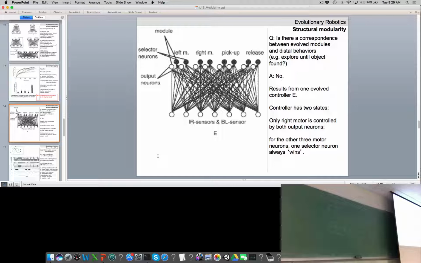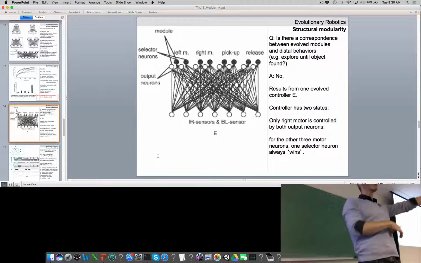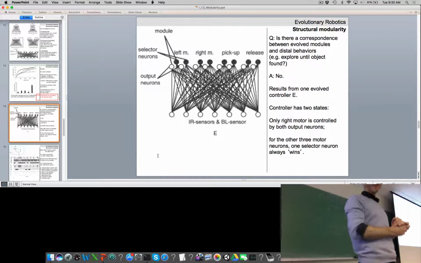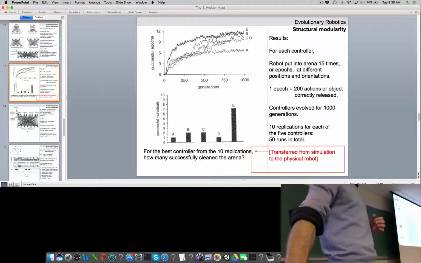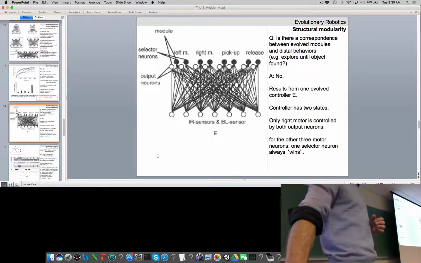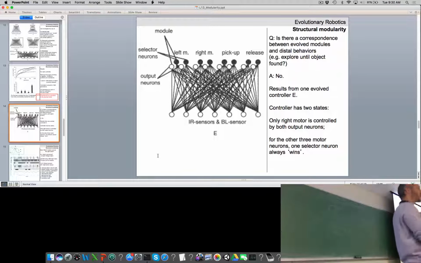First of all, let's ask the question: is there a correspondence between the evolved modules and distal behaviors? Again, meaning the difference between D and E. Distal behaviors meaning we decided, looking distally, that there should be 2 different behaviors when the robot is holding the cube or not. And we see that E blows D out of the water. So clearly there's not a correspondence between our decision about modularity and evolution's decision about modularity. So the answer to the first question is a resounding no.